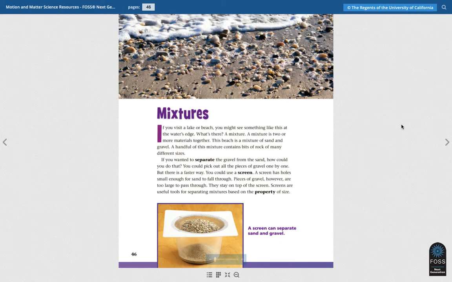This week, we are going to be discussing mixtures. So please listen and read along as I read pages 46 through 50 in your FOSS ebook.